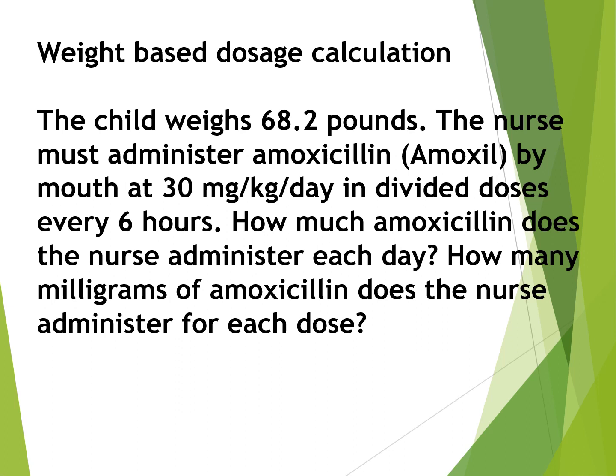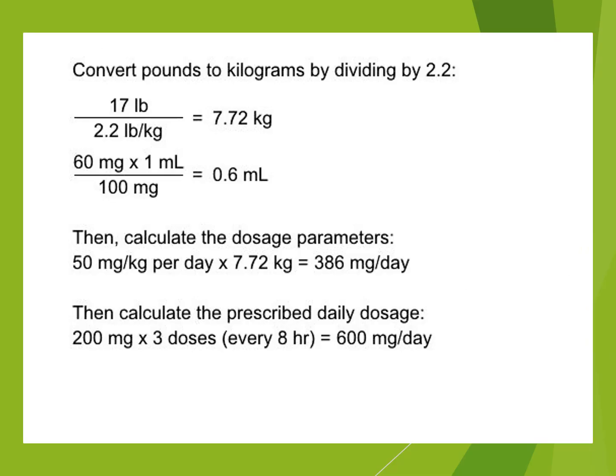The child weighs 68.2. The nurse must administer amoxicillin by mouth at 30 milligrams per kilogram per day in divided doses every 6 hours. How much amoxicillin does the nurse administer each day? How many milligrams of amoxicillin does the nurse administer for each dose? Convert pounds to kilograms by dividing by 2.2.